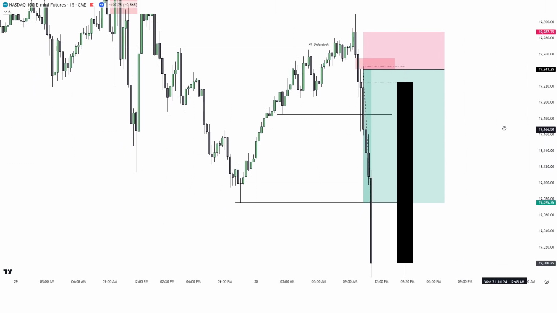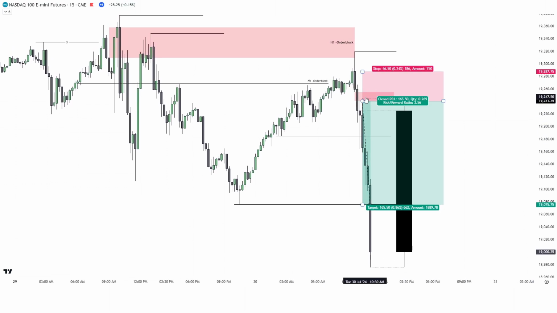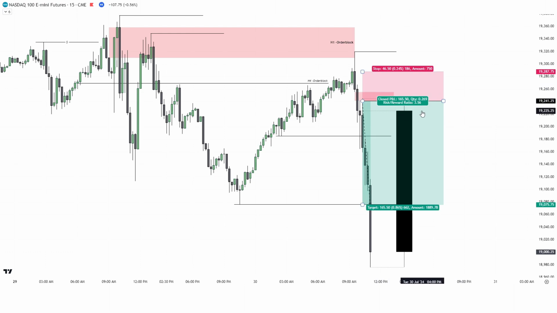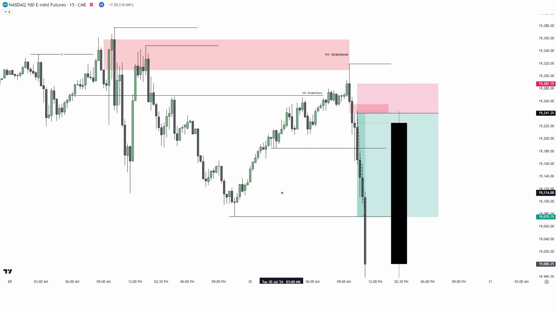And just like so, very, very solid. We had that manipulation to the upside, back up into this inefficiency, as we can see here, marked by this 4-hour candlestick. And then we had this distribution to the downside, targeting back below these lows here as the area of draw on liquidity. On to the next lesson.